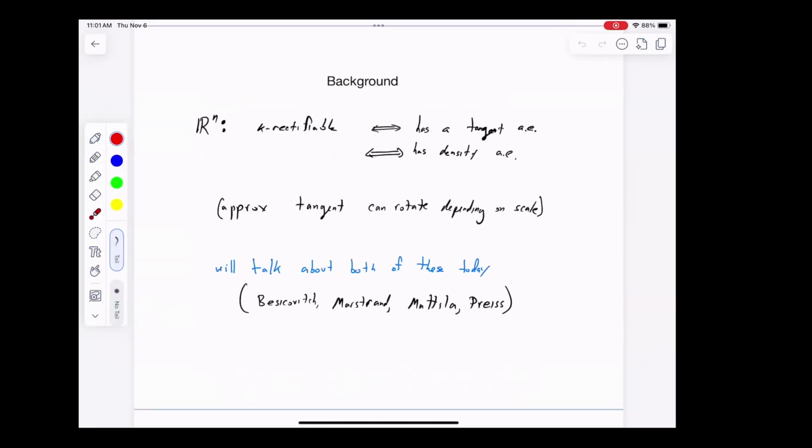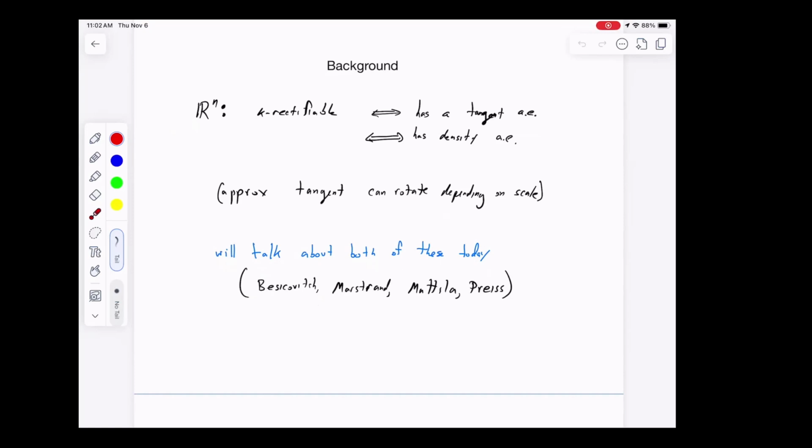There are old results that say that E is K-rectifiable, so rectifiable of dimension K inside R^n, if and only if you have a tangent almost everywhere, and there are various notions of tangency that make sense, and if and only if you have a density almost everywhere. I'm going to talk about both of these today, but the goal is to talk about the metric setting. In the Euclidean setting, the relevant names to mention are Besicovitch, Marstrand, Mattila, and Preiss.